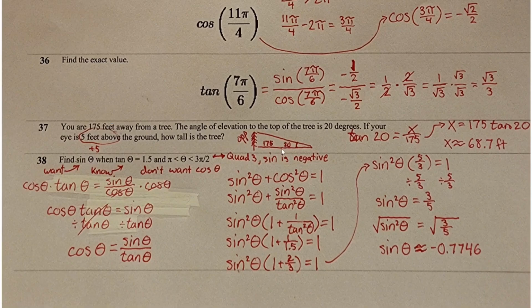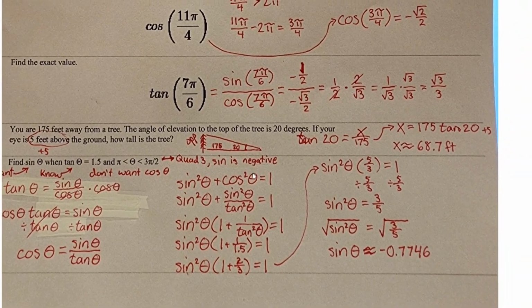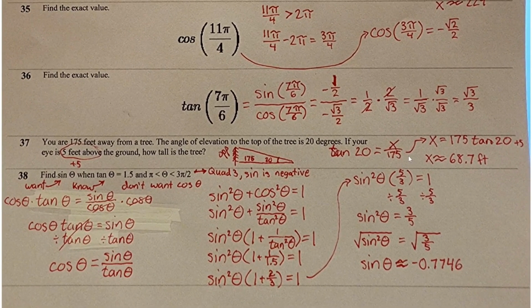So we're 175 feet from this tree, and we're looking 20 degrees up. And the important thing is that our eyeballs are 5 feet above the ground. So I need to add that plus 5 at the end, right? Oh yeah, okay, it almost got cut off there. That plus 5 at the end.